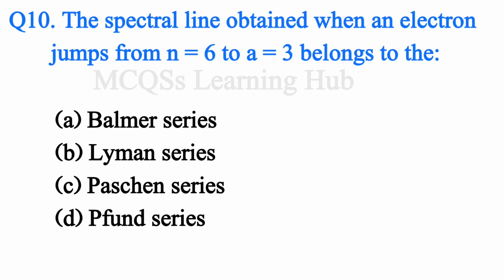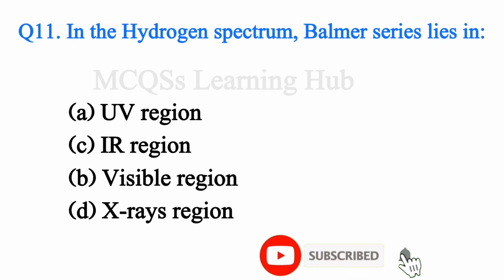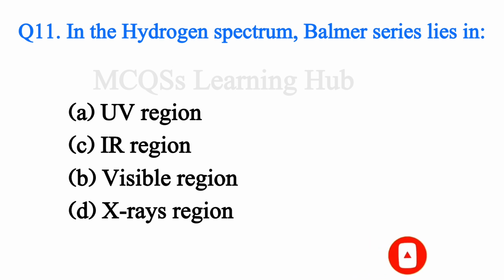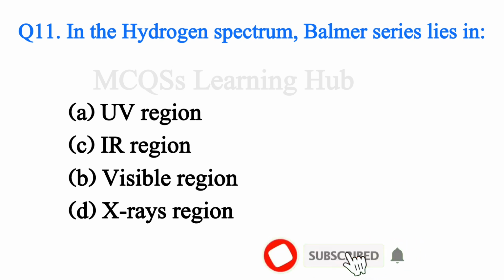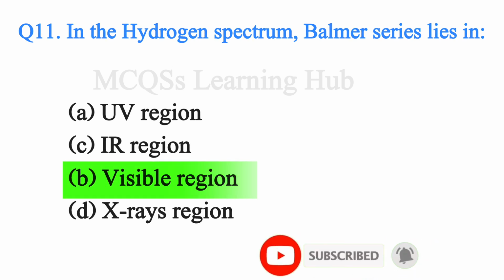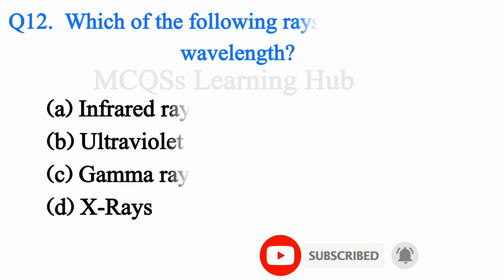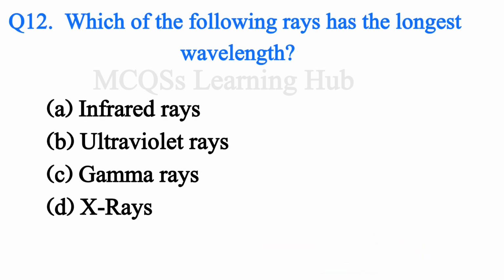The spectral line obtained when an electron jumps from n = 6 to n = 3 belongs to the. Option C is correct. In the hydrogen spectrum, Balmer series lies in. Option B is correct. Which of the following rays has the longest wavelength? Option A is correct.